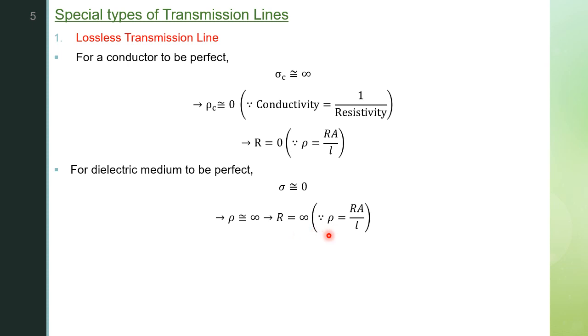When you consider the medium, the element which we use is the conductance G. Conductance is a reciprocal of resistance. So the value of conductance will be equal to 0. So the essential condition for a lossless transmission line is that the value of resistance and conductance will be equal to 0. That is R equal to 0, which is equal to G.